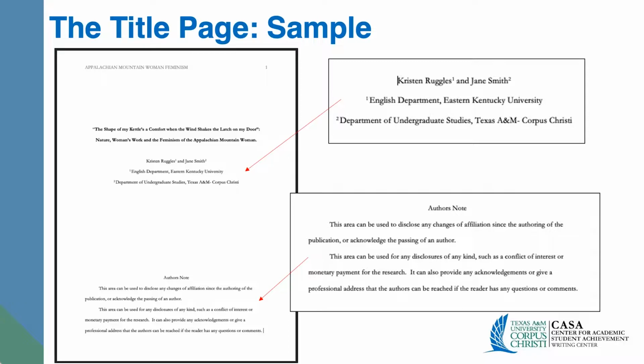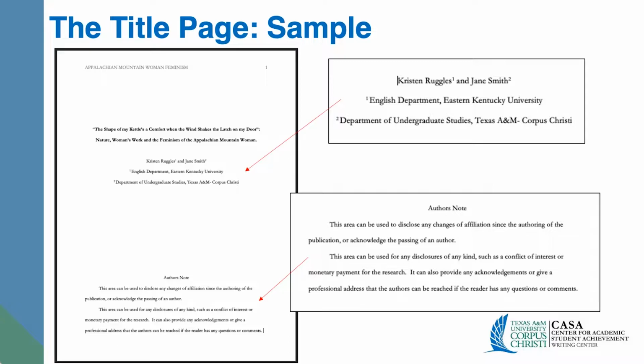The author's note is going to include a little bit of information about the authors themselves. So it will be used to disclose any changes of affiliation. It can also acknowledge the passing of an author. You will also be able to make any disclosures of any kind, such as conflicts of interest or payments for research. It can also give acknowledgments.